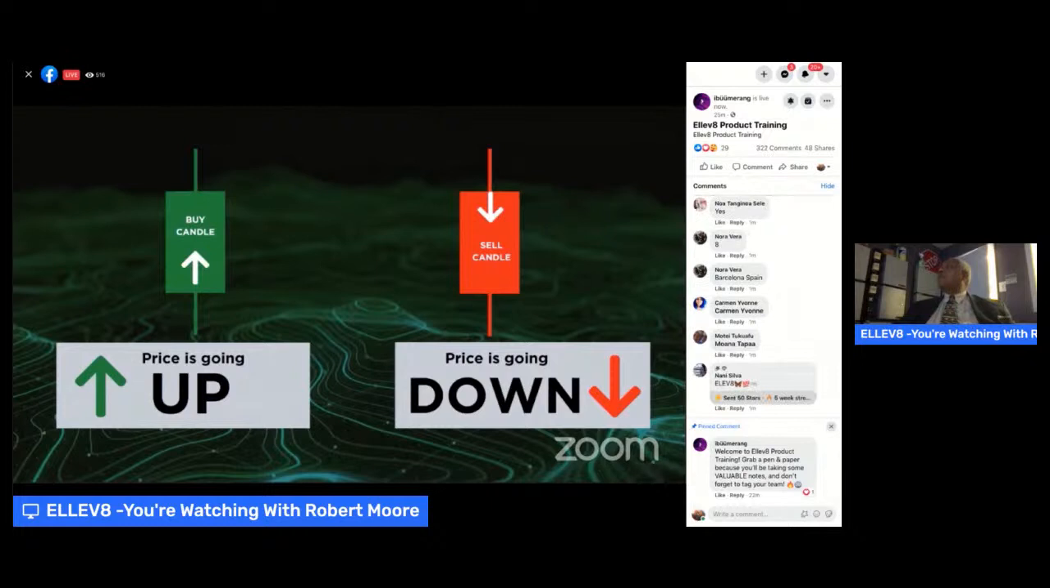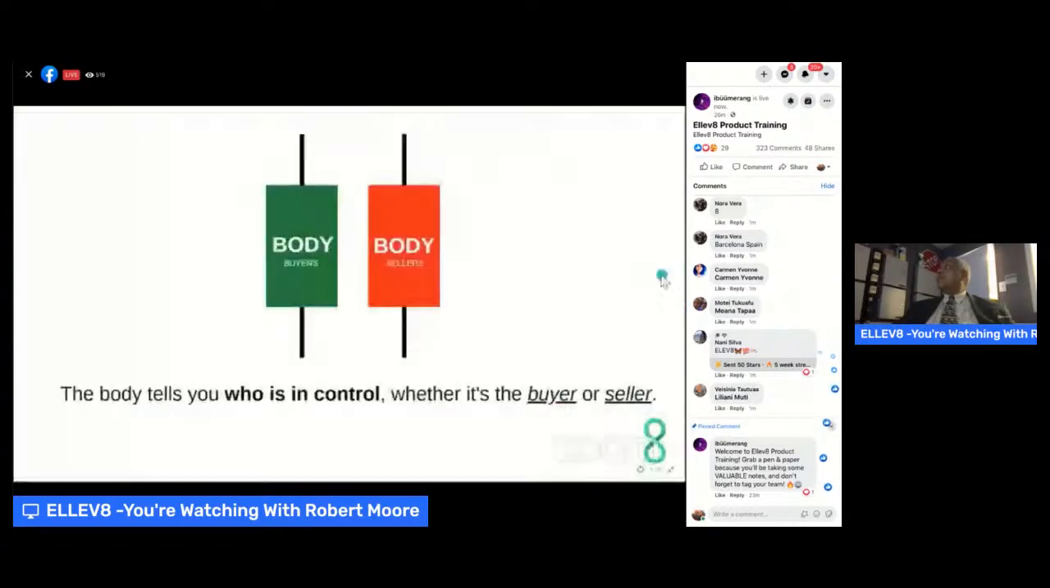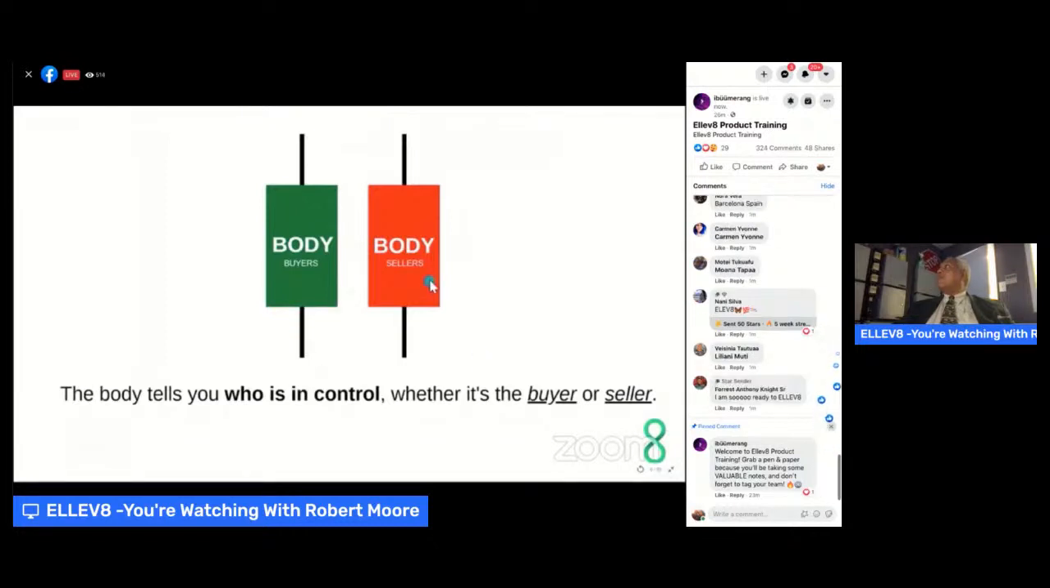Alright, so we're also going to talk a little bit more in depth about these candlesticks. There are two main components that make up a candlestick. That is the body of the candlestick and the wicks or shadows. You can either call them wicks or shadows. The body pretty much tells you who's in control, whether it's the buyers or the sellers.